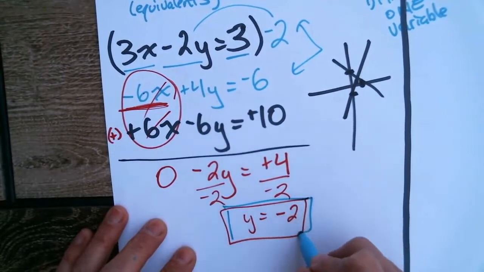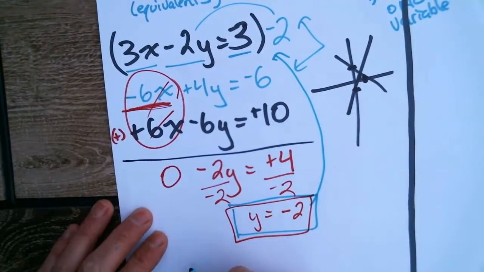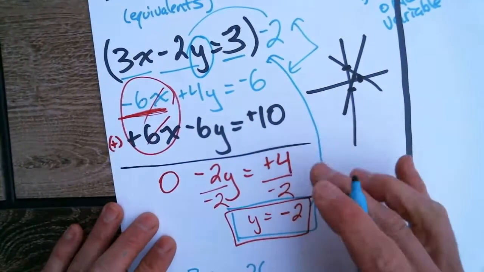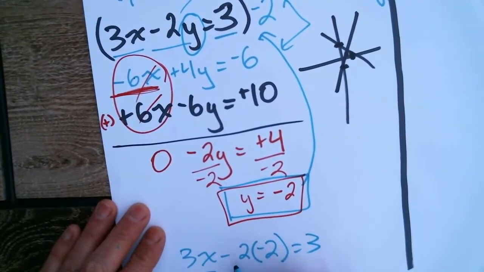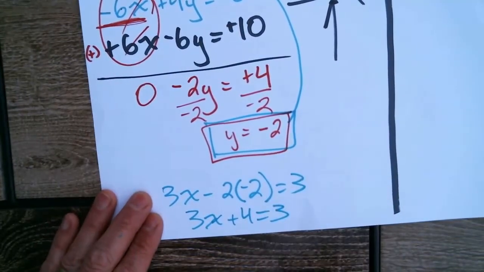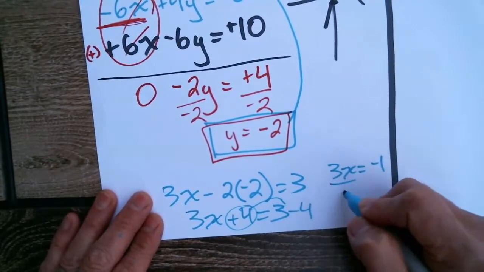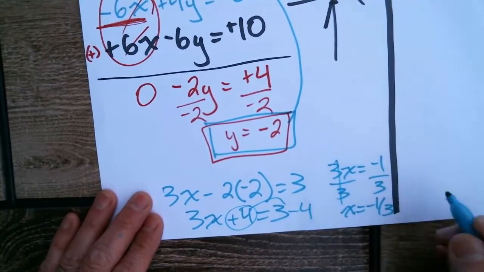So now that we have this one solution, what we do is we insert it back into our original problem. So I have 3x minus 2, my y is negative 2, so I'm going to put that in, equals 3. I get 3x minus, well, negative 2 times negative 2 is going to be positive 4, equals 3. So now I'm down to algebra. I'm going to move this over, minus 4. 3x equals negative 1, and I'm going to divide by 3, divide by 3. x equals negative 1 over 3.